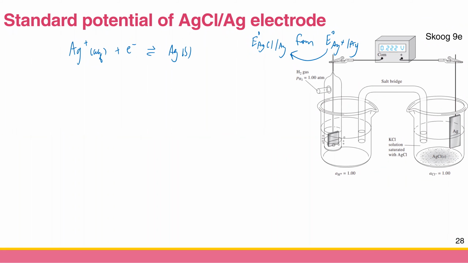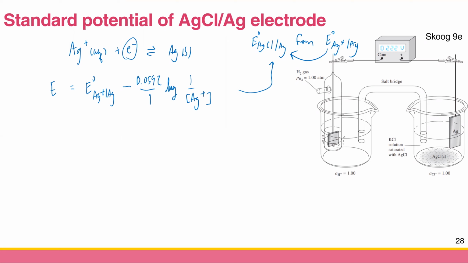This has the Nernst equation of E equals E naught of the silver plus silver couple minus, let's do 25 degrees Celsius, 0.0592 over 1, because this is a one electron process, so the denominator is 1, times the logarithm of 1 over silver plus. Silver solid we don't include in the equilibrium expression, so you need only silver plus. Now, we want to start from this and get the standard electrode potential of silver chloride silver.